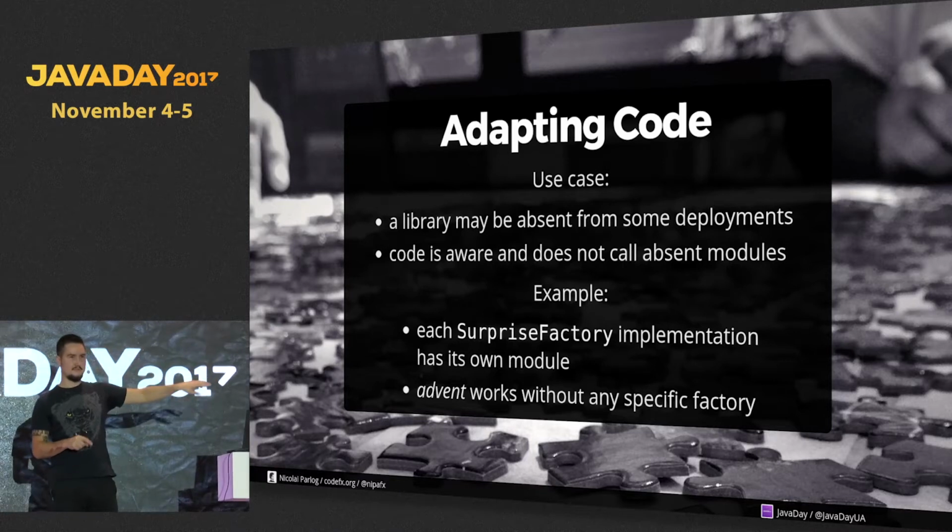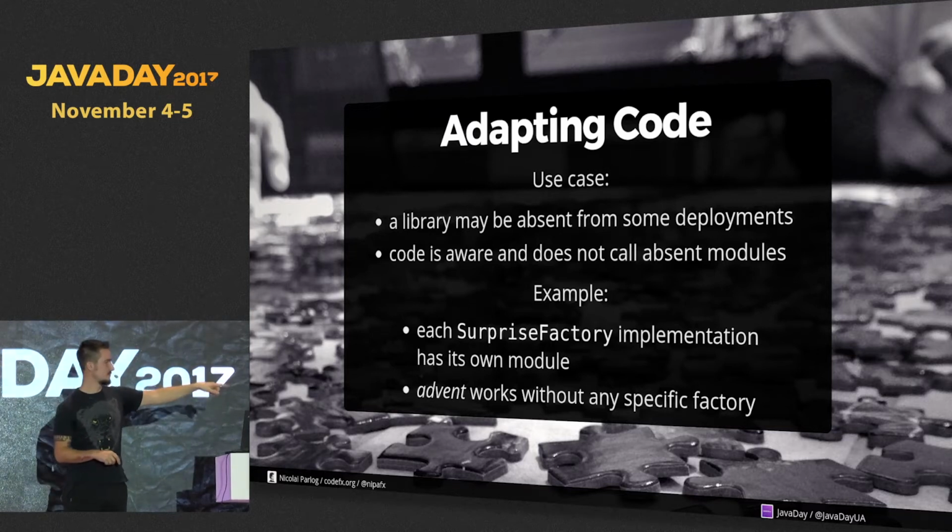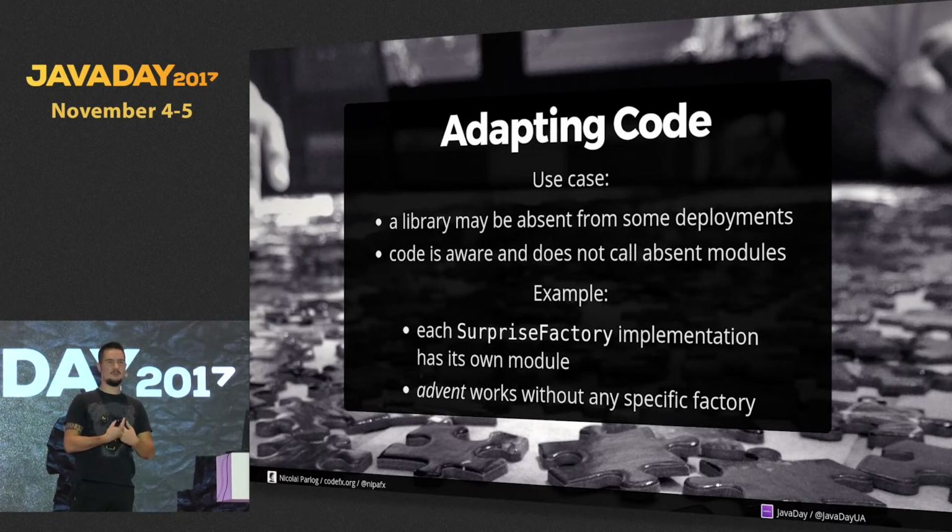Note that I split the factories module into two modules. This is basically the same graph, but the dotted arrows from Advent to the factories show that I don't really want to necessarily use them. If they're there, I'm fine. If not, I'm fine too. It's the first use case, so you're adapting to the absence.